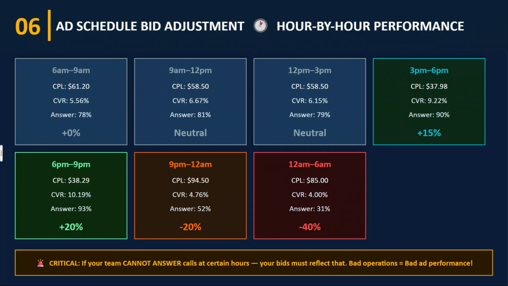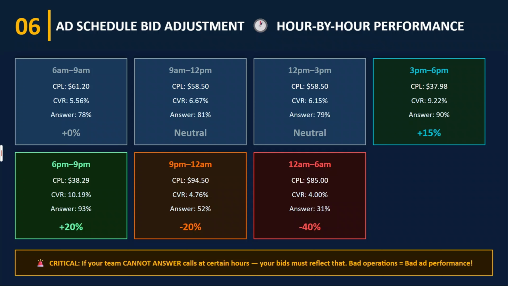Now let us talk about ad schedule bid adjustment. This one is about time. What hours of the day are your ads performing best? Look at the hour by hour breakdown for our plumbing service.